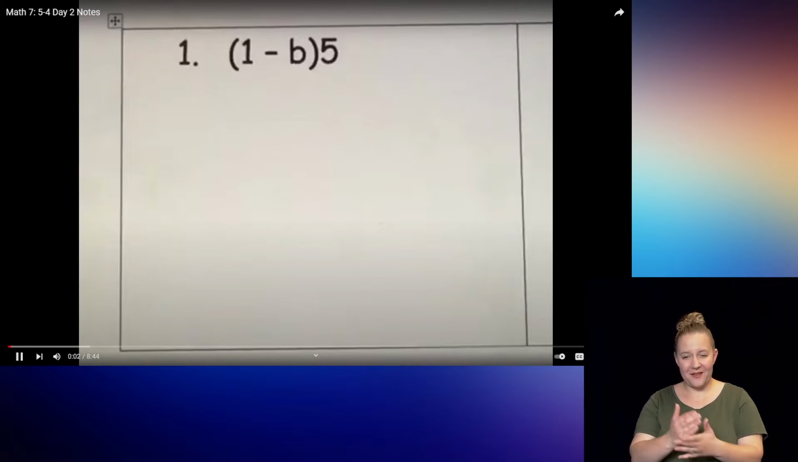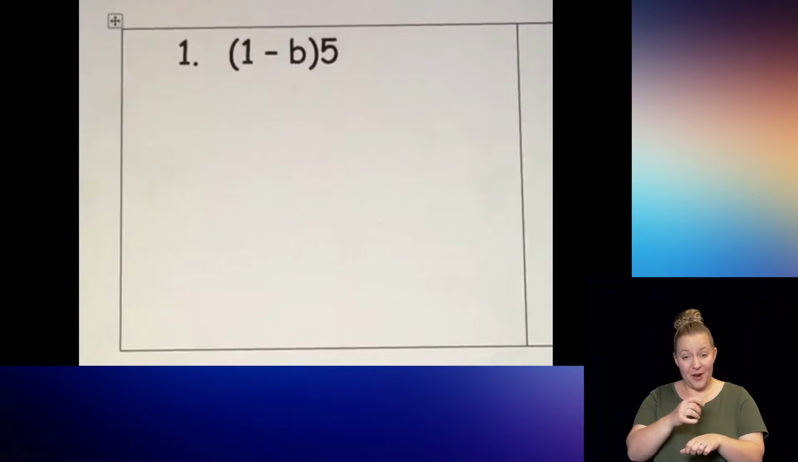All right, pre-algebra kiddos, today is day 2 of the distributive property. So again, we are going to review how to simplify the algebraic expressions using the distributive property, and then pretty soon we're going to play Matho.